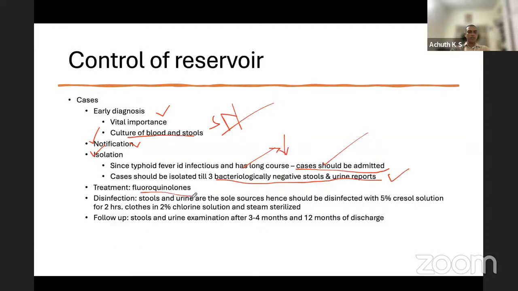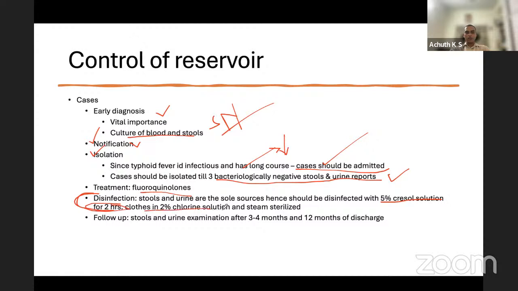Treatment: fluoroquinolones are used, and the most important thing is this. How do we disinfect stools, urine and clothes? Stools and urine are the sole sources. There is no other source of infection to spread. It is disinfected by adding 5% Cresol solution for 2 hours. Hold it for 2 hours, then discard it.